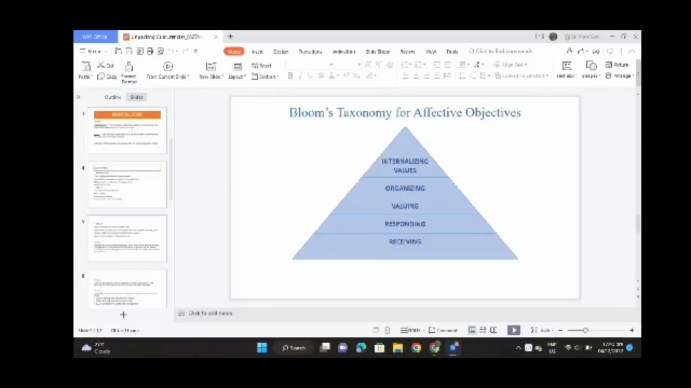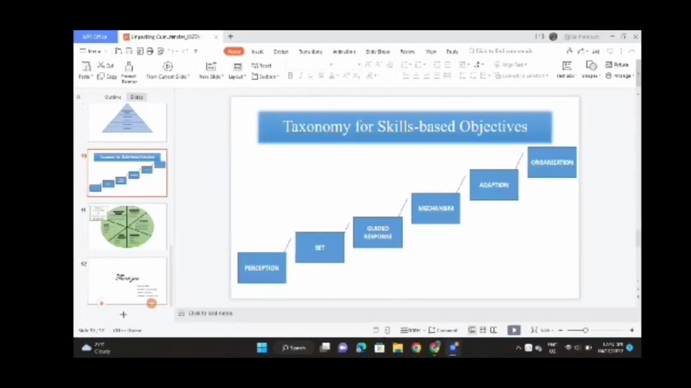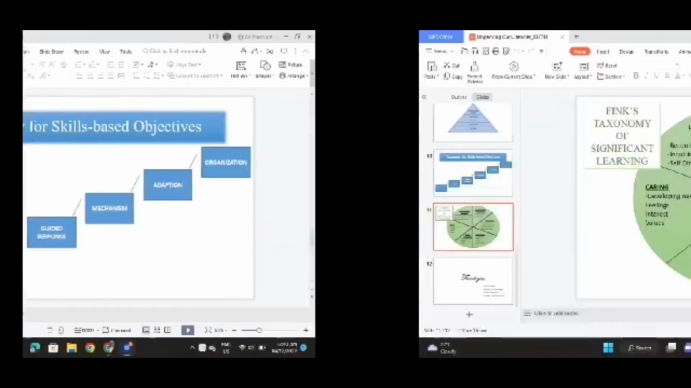Last is receiving. Receiving phenomena: awareness, willingness to hear, selected attention. For example, listens to others with respect, listens for and remembers the name of newly introduced people. Next slide. Taxonomy for skills-based objectives. The taxonomy for skills-based objectives includes organization, adaptation, mechanism, guided response, set, and perception.